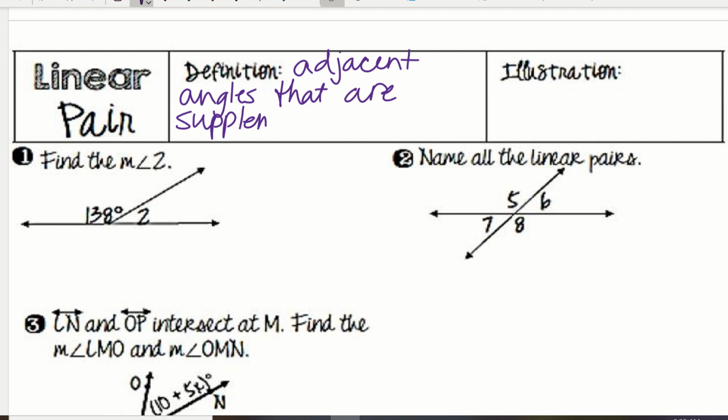So that's the mathy term, or the mathy definition. They're adjacent angles that are supplementary. Okay, so the not mathy definition is a little bit longer, but I'm going to say it so you at least hear it. Y'all, it's just two angles that are next to each other on a line.